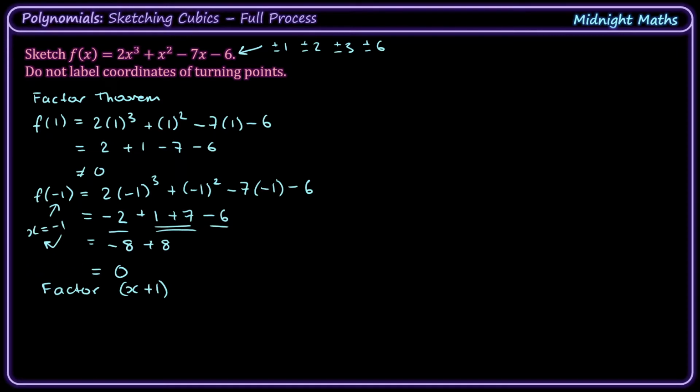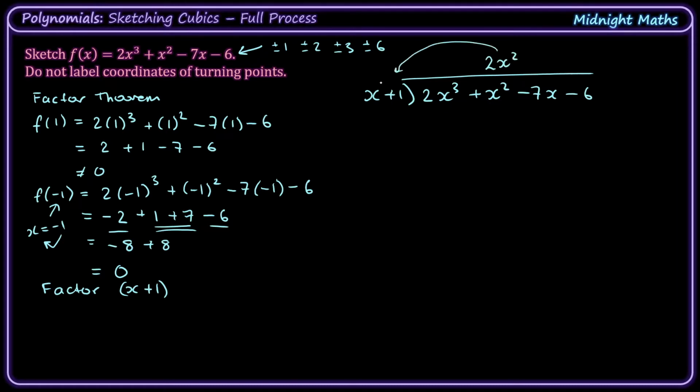The next step is we're going to use long division, which I'll do up here. I'm going to divide x plus 1 into our polynomial, 2x cubed plus x squared minus 7x minus 6. And let's go through our long division process. How many times does x go into 2x cubed? The answer is 2x squared. And then I'm multiplying 2x squared onto this expression here. So I have 2x squared times x, that's equal to 2x cubed. And then 2x squared times 1, which is just 2x squared.